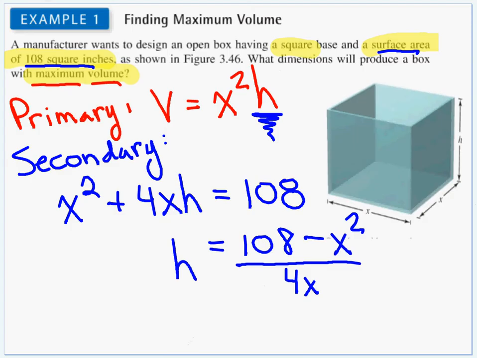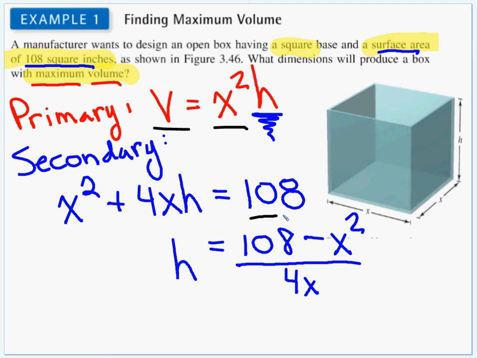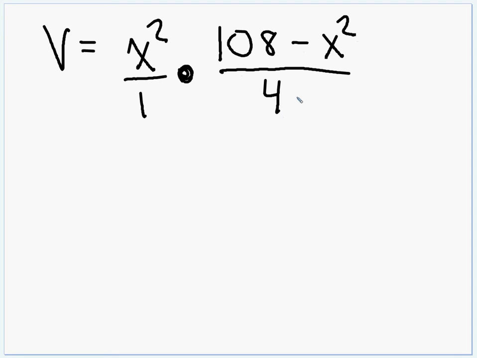I'm going to start a new slide here. I don't want to erase anything. And I'm going to rewrite this equation. Volume equals x squared h. Volume equals x squared, but now instead of that h, I'm going to multiply by this: 108 minus x squared over 4x.